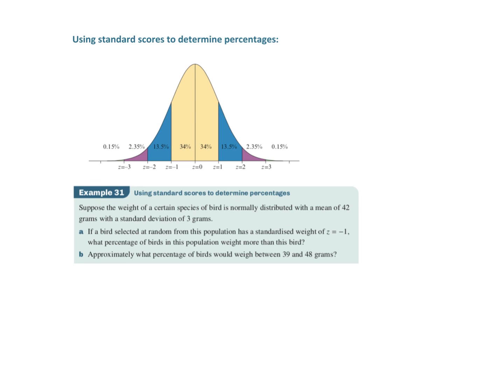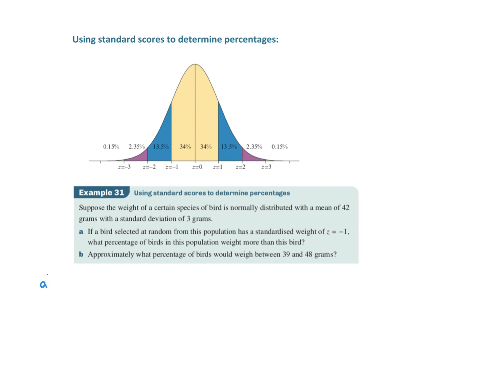Okay, suppose the weight of a certain species of bird is normally distributed with a mean of 42 and a standard deviation of 3. If a bird at random from the population has a standard weight of -1, what percentage of the population weighs more than this bird?